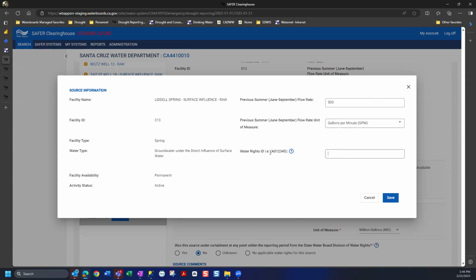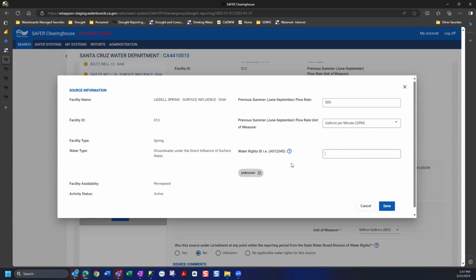Springs usually have a water rights ID as well. So water rights IDs are issued by the Division of Water Rights for surface water type sources. They have a definition of a spring. And so if you have a spring that has a water rights ID, please enter them here. And if you don't have one and you want to get rid of this pop-up from coming up every time, you're going to put unknown, hit enter, and it'll show up here. But we're looking for something like this. Don't put a system name. Don't put a system number. Don't put a source number. We're looking for a water rights ID that gives you the authority to be able to divert from this location.